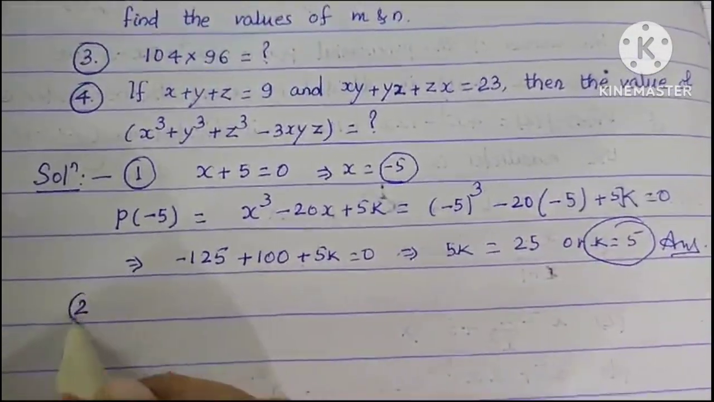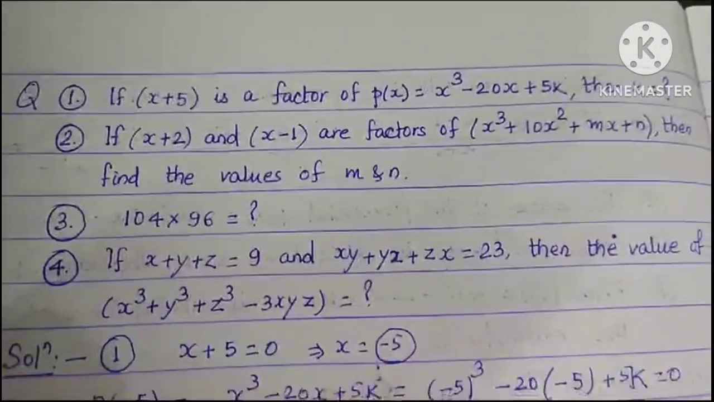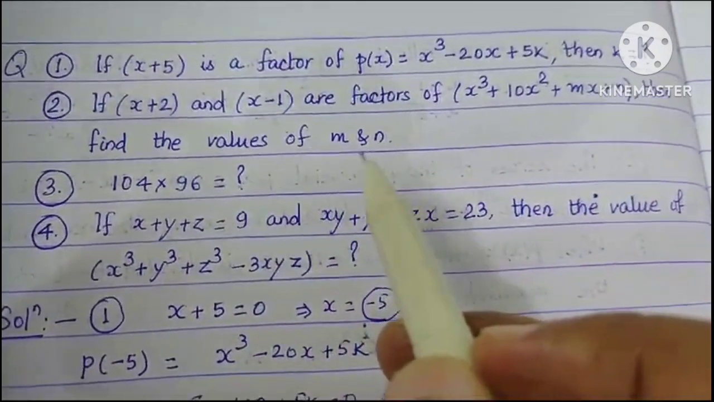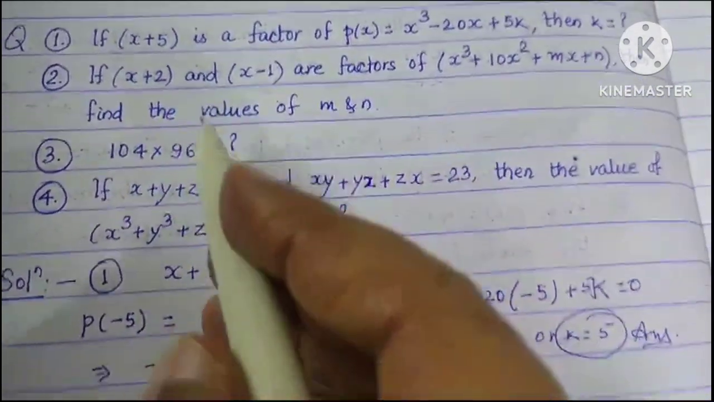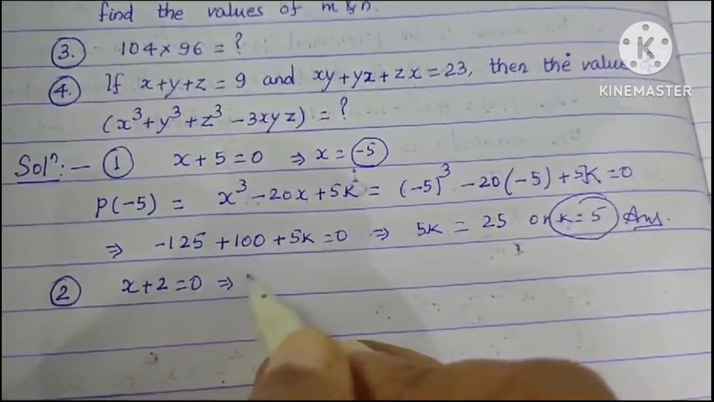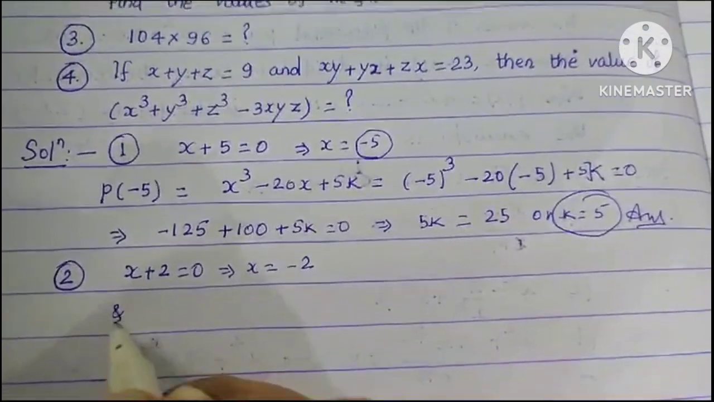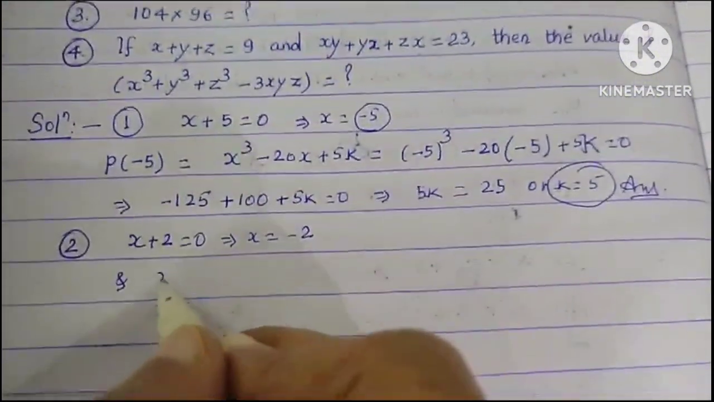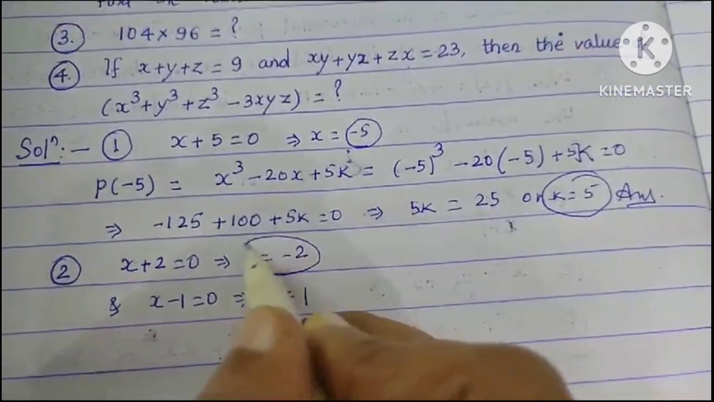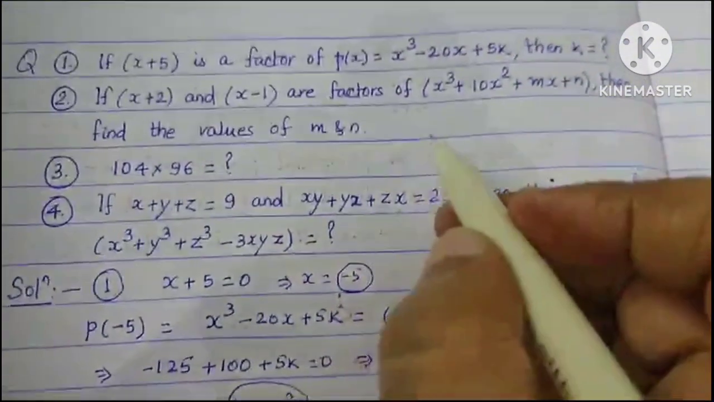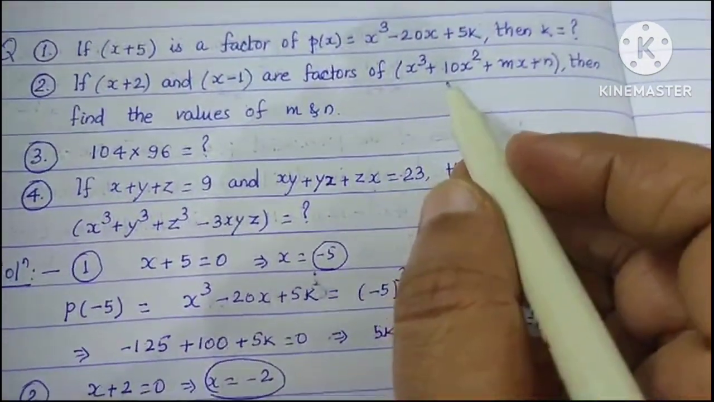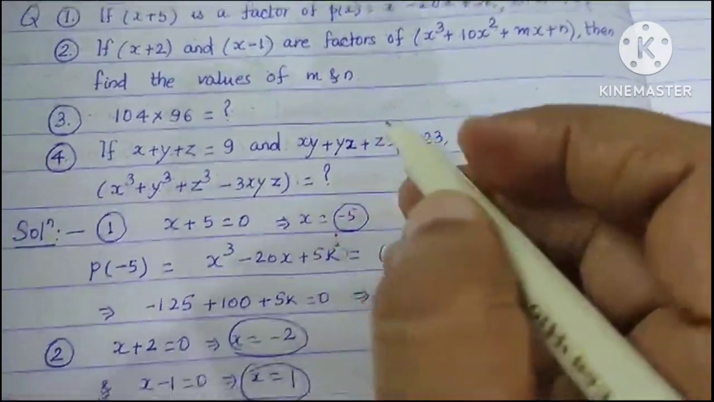Okay. Now the second one. Second one is, if this and this are factors of this, then find the values of m and n. So first of all, x plus 2 equal to 0. This implies x equal to minus 2. And we have the other factor x minus 1. So x minus 1 is equal to 0. This implies x equal to 1. Now x equal to minus 2 and x equal to 1, we will put here in the place of x, so that we can find two equations and then we will solve to get m and n.